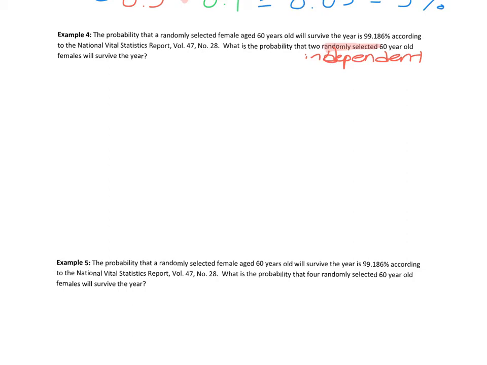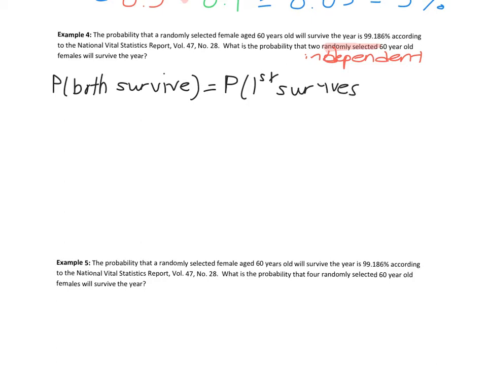Okay, so let's break this down. What is the probability that two randomly selected females will survive? Okay, so we want to know the probability, essentially, that both survive. Let's write that out into words so we can see what rule to use. That means the first woman survives and the second woman survives. So both means and. So we know we're going to have to use our multiplication rule.